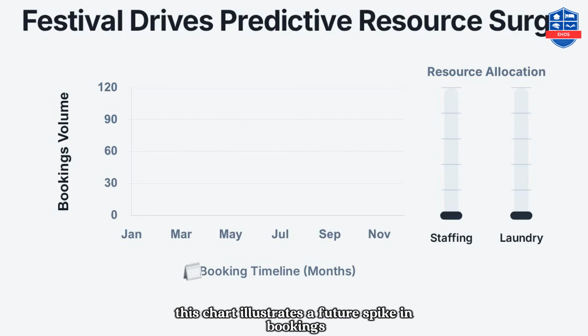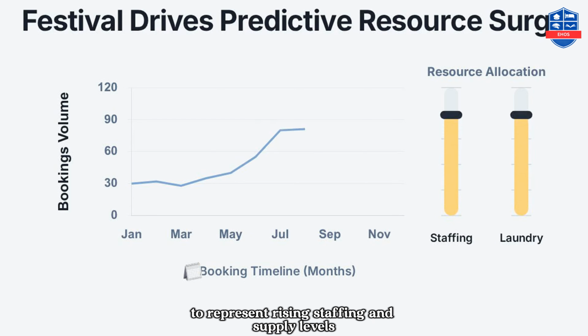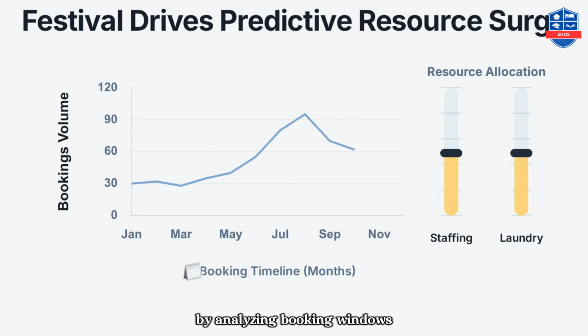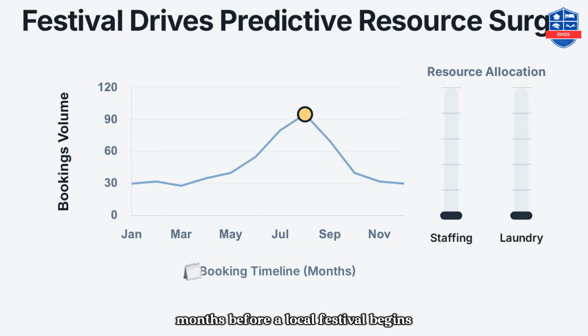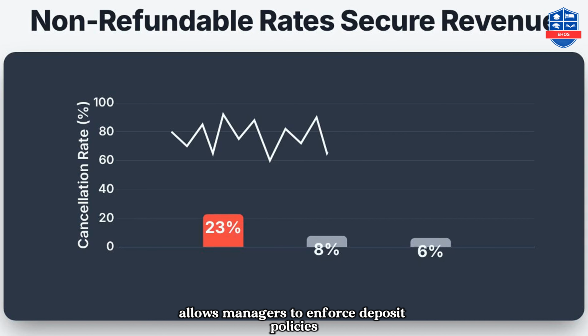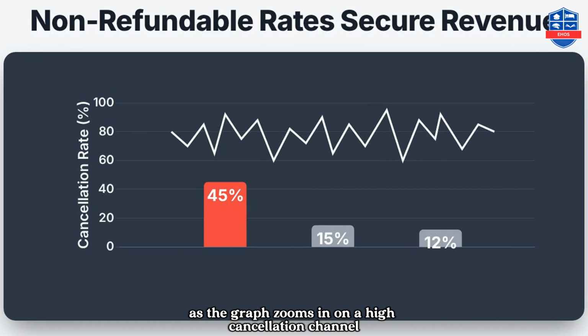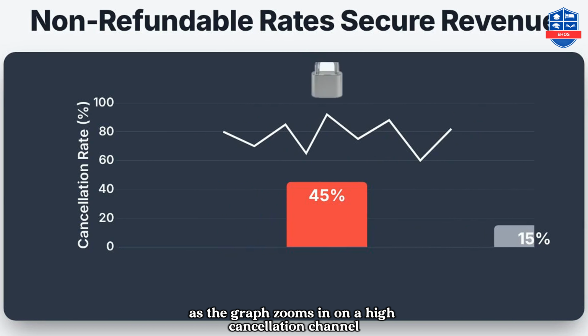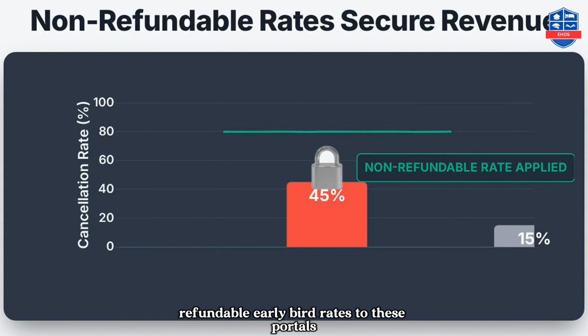The highest level of system mastery involves predictive forecasting, using present data to anticipate future needs. This chart illustrates a future spike in bookings, with corresponding sliders automatically increasing to represent rising staffing and supply levels. By analyzing booking windows, a manager can adjust labor and laundry orders months before a local festival begins. Tracking cancellation behavior allows managers to enforce deposit policies during peak periods. As the graph zooms in on a high cancellation channel, a lock icon is applied. Offering non-refundable early bird rates to these portals stabilizes revenue.